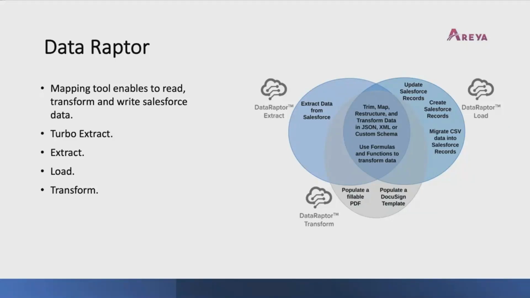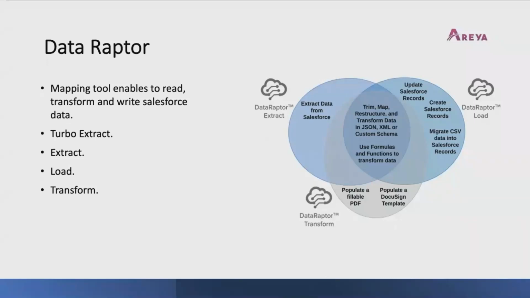Consider we have data in JSON or XML format, we can save that data to Salesforce, or we can update records as well, like an upsert operation in Salesforce. Transform is the last type of data raptor, where we can transform data from JSON to XML and XML to JSON.